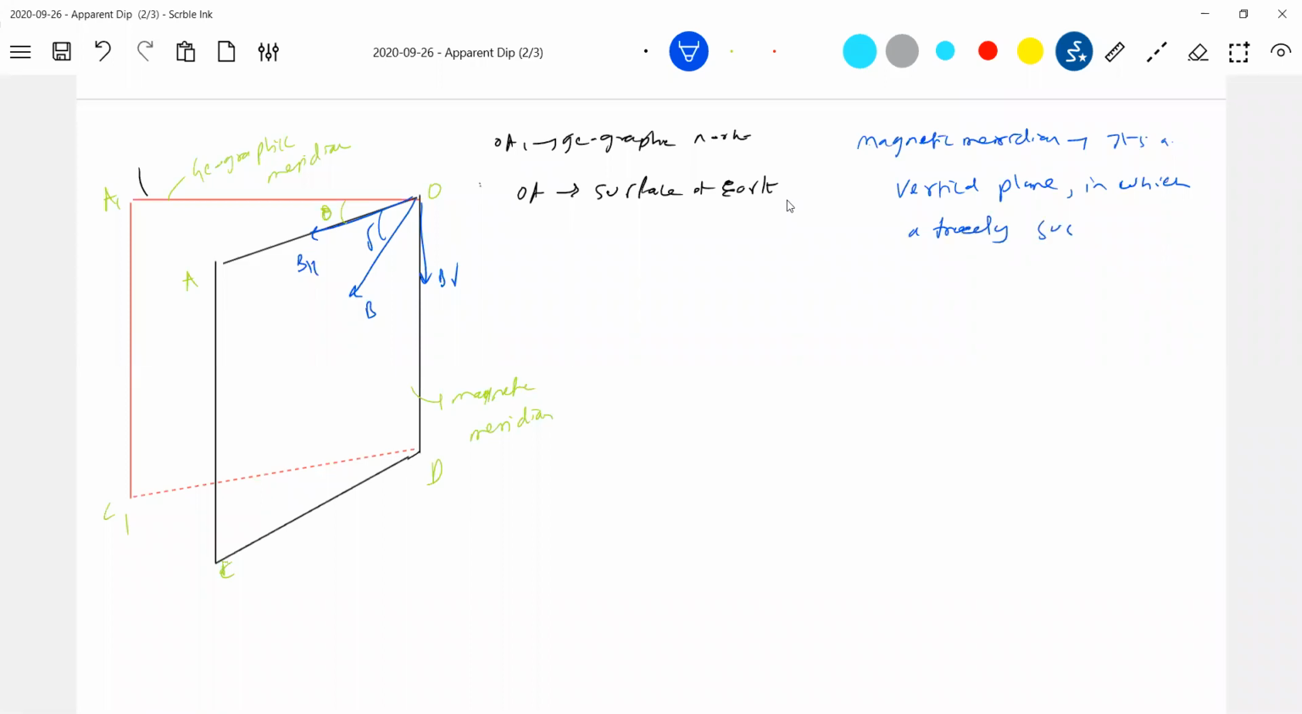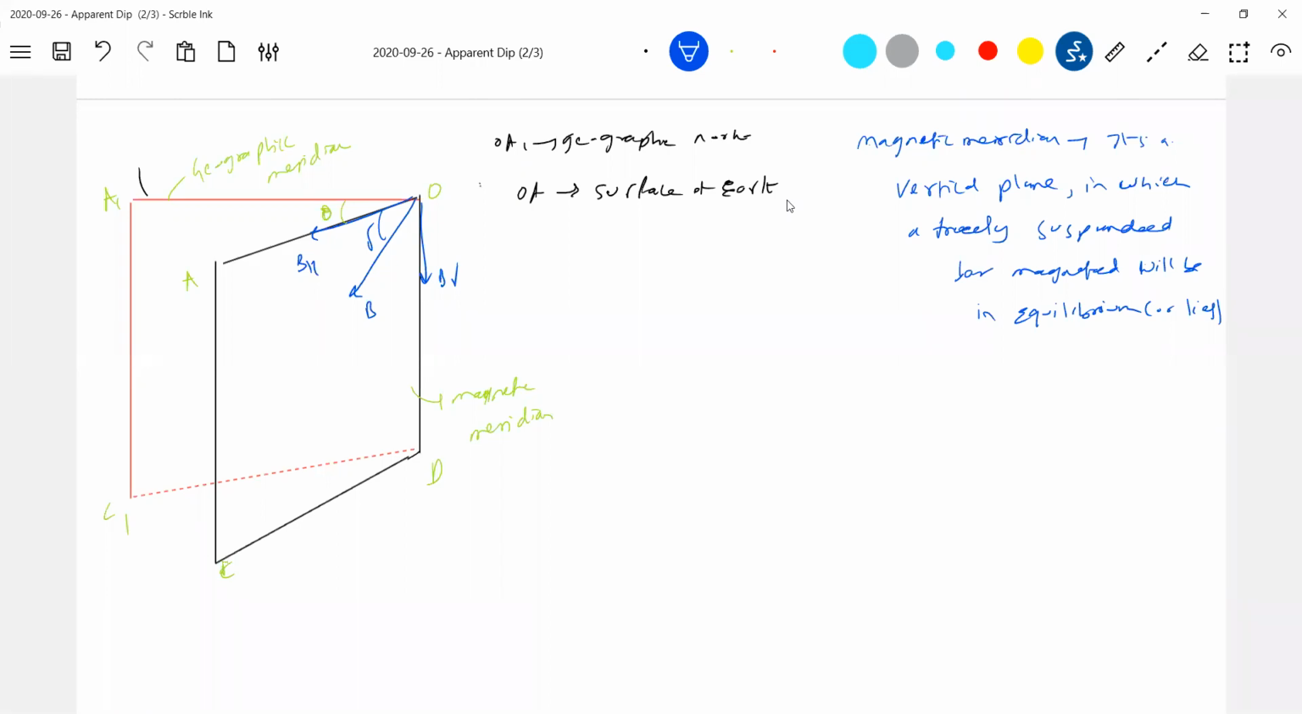in which a freely suspended magnet will lie or will be in equilibrium. Better to call it like this. So that's how to obtain the magnetic meridian. Even the magnetic meridian is not exact. There will be some error, and the dip circle has error too. These are all big headaches. So what shall I do now? I'll go for a unique method.